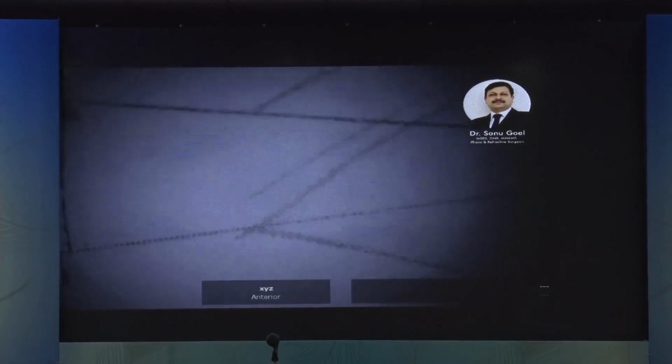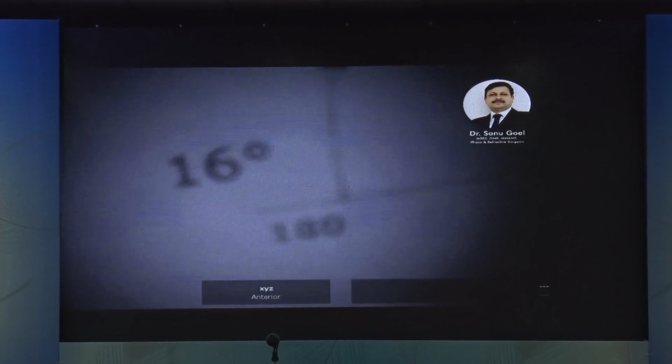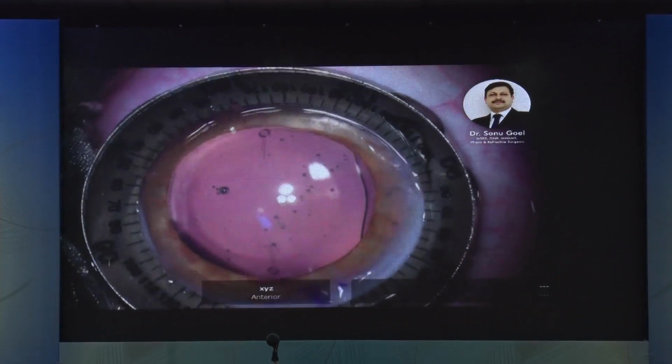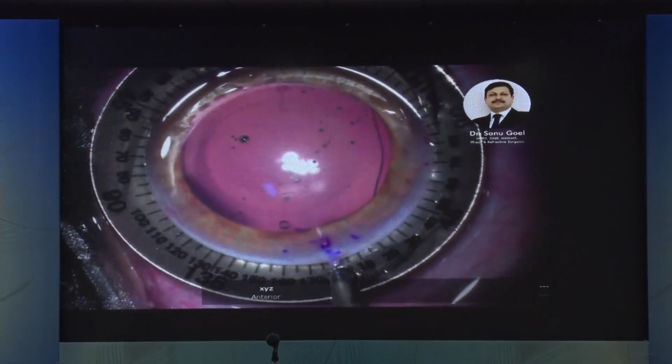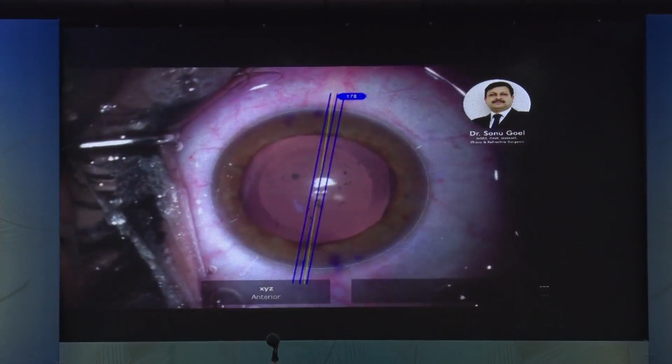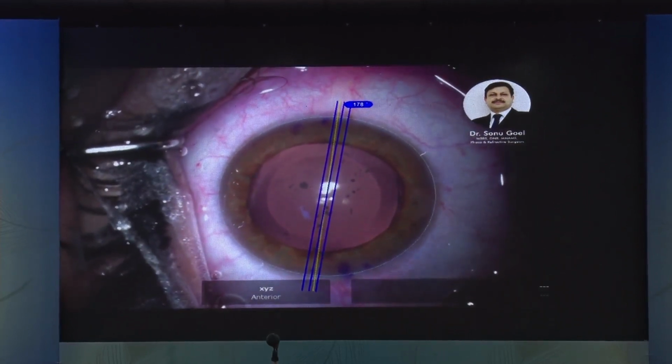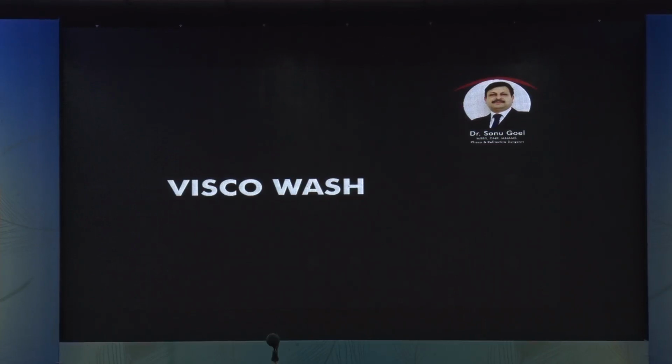If it's a toric ICL, you can either use a Mendes or you can use an automated or a markerless device, be it a Callisto or a Verion. So this is the Callisto, gives me the right axis, bang on.